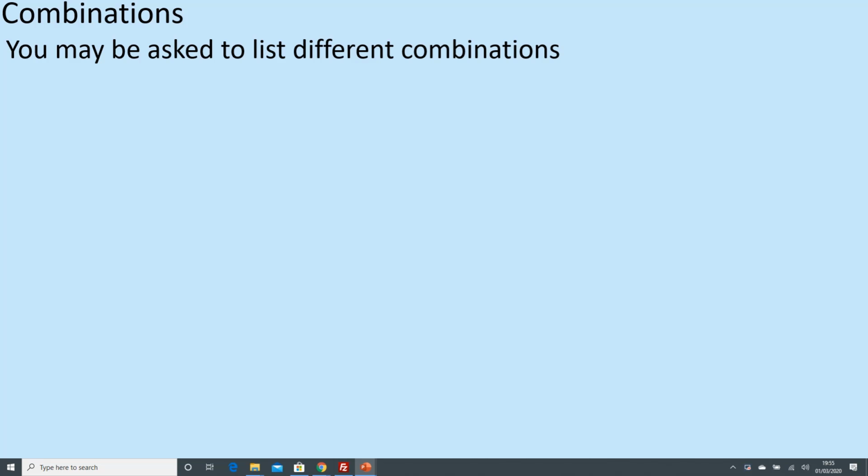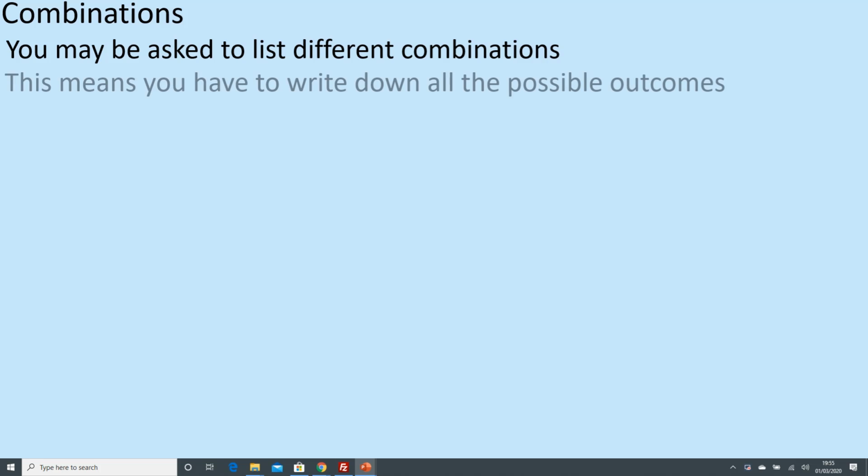Hi there, in today's lesson we're going to look at combinations. It's a different way that events can occur, essentially. So you might be asked to list them, or to identify how many there are, but ultimately it's not as complicated as it initially sounds. You've just got to think about what information you've got, and how you can put it together.